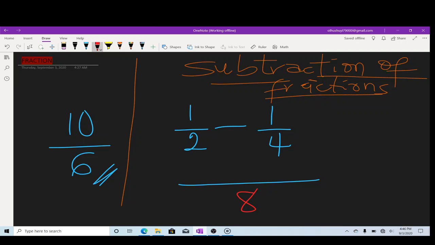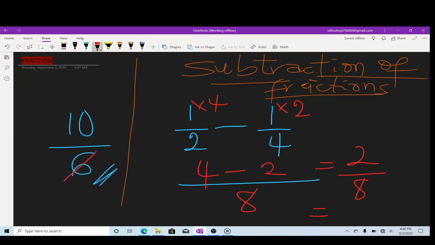2 in 8 is 4. This will be times 4. 4 times 1, 4, minus 4 in 8 is 2. This will be times 2. So 2 times 1, that is 2. And that becomes 4 minus 2. It's not plus. 4 minus 2, that is 2 upon 8. Now you can leave your answer this way, or you still divide.